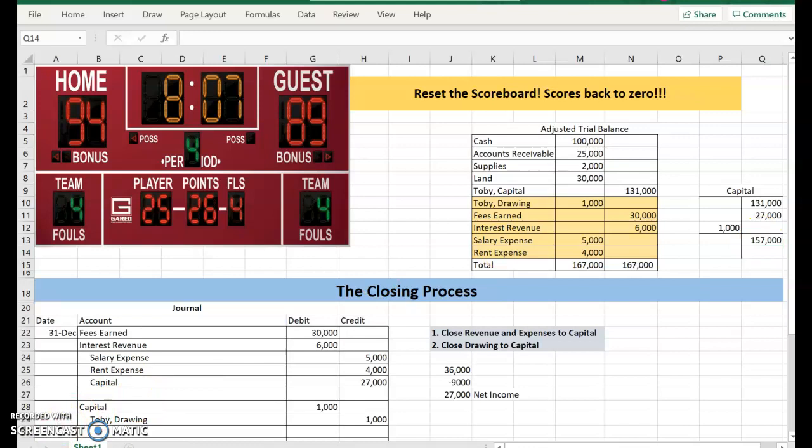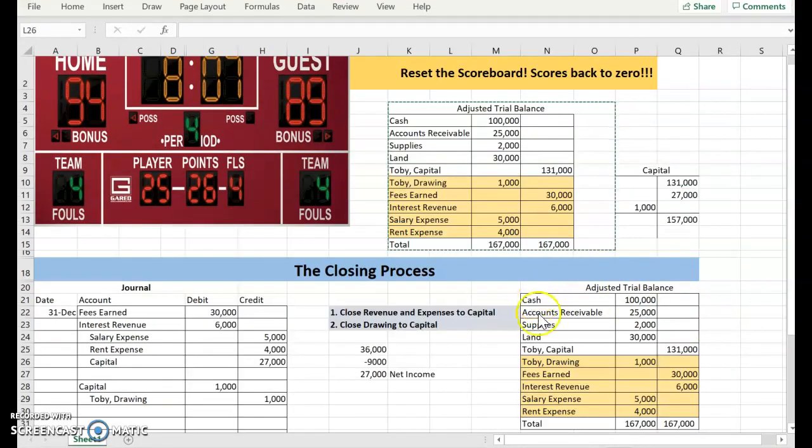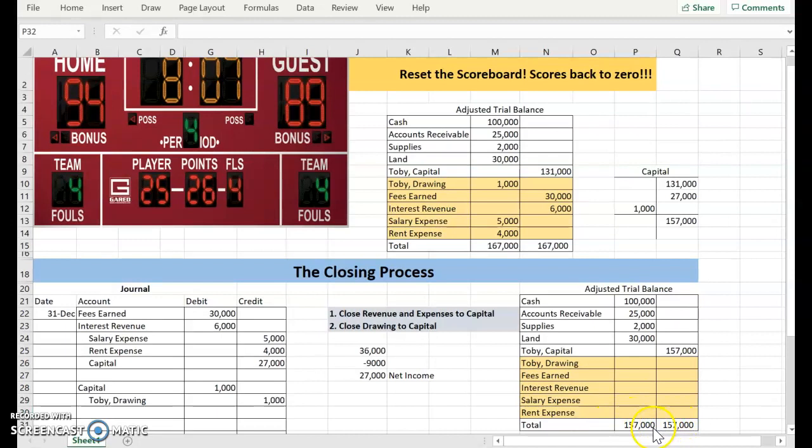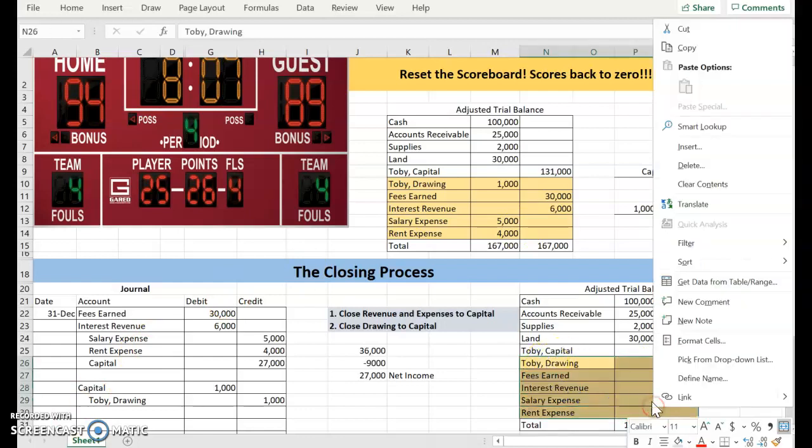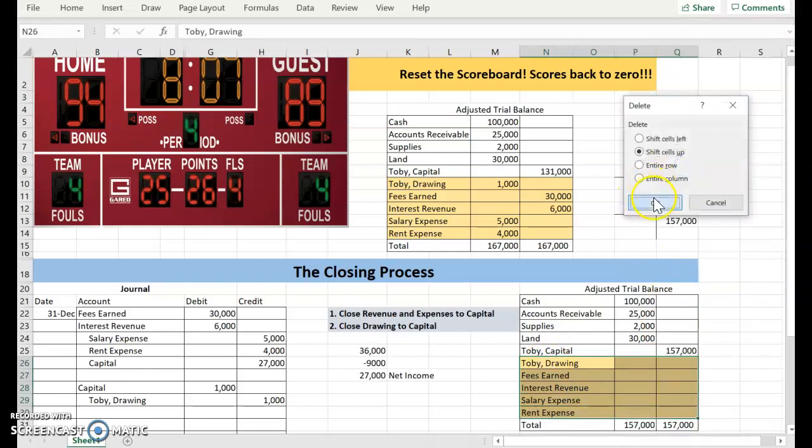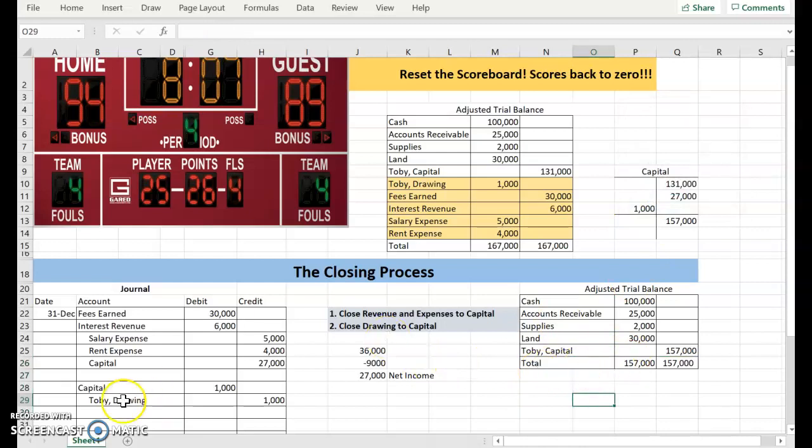So now we have one more trial balance to prepare, which is the post-closing trial balance. So when we prepare this, all of the numbers up here are going to stay the same. But then capital becomes $157,000. And then all these numbers get zeroed out because we've zeroed them out with our closing entries. And we can see now that we are in balance because all of these numbers here were transferred into capital. And since these are zero, we don't even have to include them. So we can actually have a shorter trial balance.